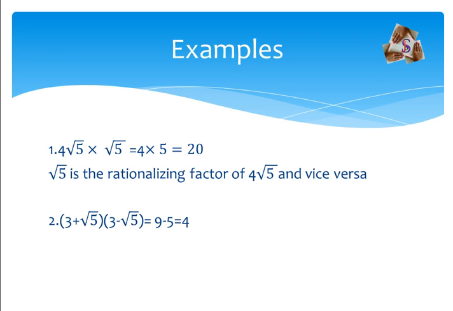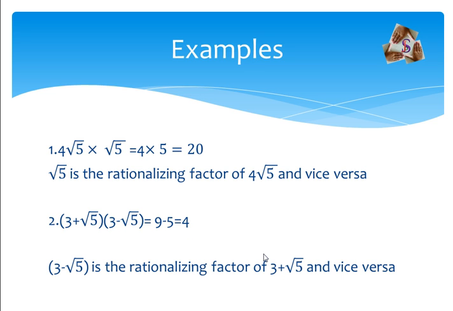Similarly, considering another example, 3 plus root 5 is an irrational number. I am multiplying it with another irrational number, that is 3 minus root 5. The resultant that I get is 4, that is a rational number. How did I get this? I apply the identity a plus b into a minus b. So a plus b into a minus b is a square minus b square. So I get it as 3 square minus root 5 whole square, that is 9 minus 5, that is 4.